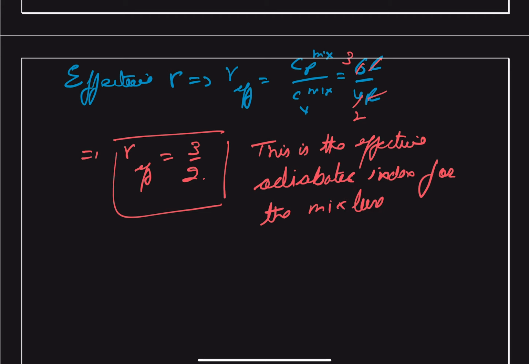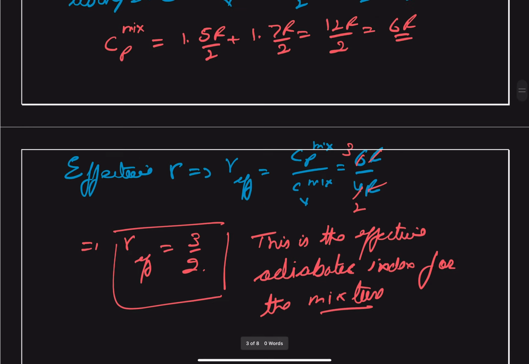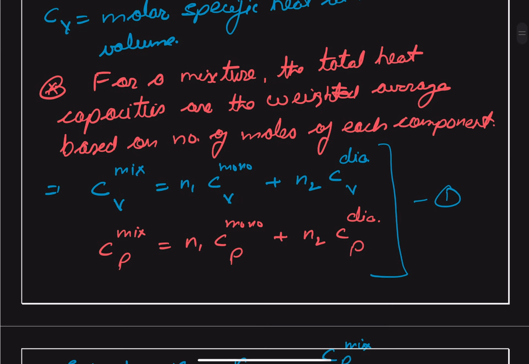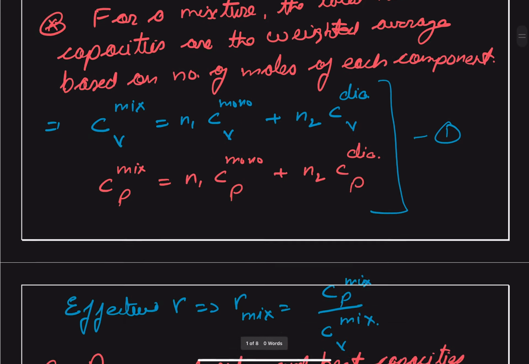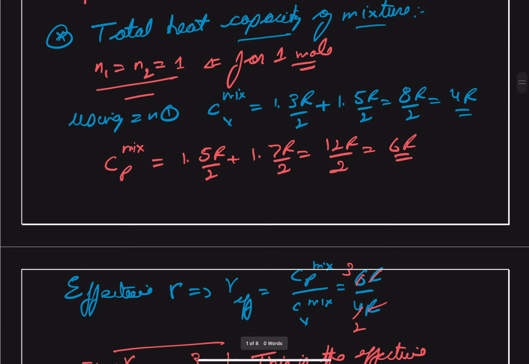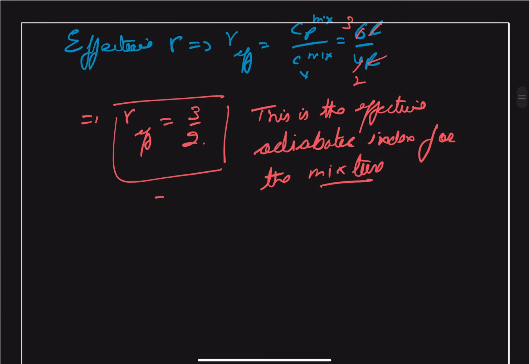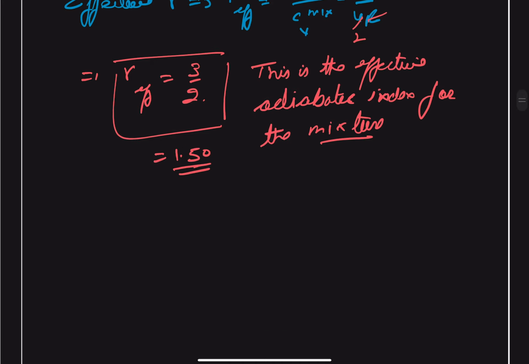Looking at the options that are given to us, they are in decimal, so obviously it will be 1.50 because it is 3 by 2. So option B is the correct option. So we can write this is equal to 1.50, and option B is correct. So this completes the question. Thank you.